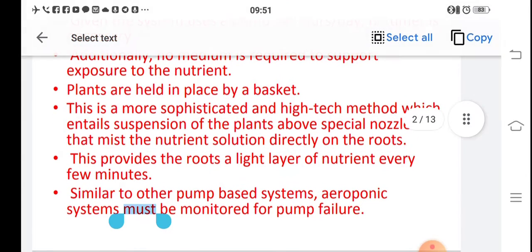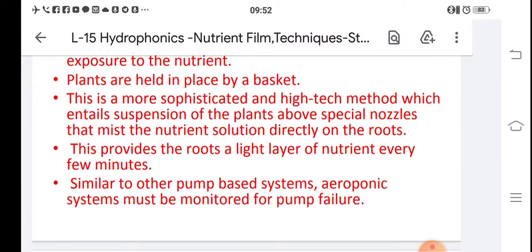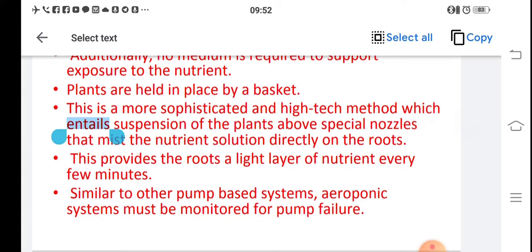Then secondly, there are high-tech methods, which generally use different types of drip irrigation systems and nozzles. So for how long the nutrient should be given to the plant is decided by the nozzle. Then every few minutes there should be a lighter layer of nutrient. And next, the aeroponic system should be monitored for pump failure. Aero means from above.